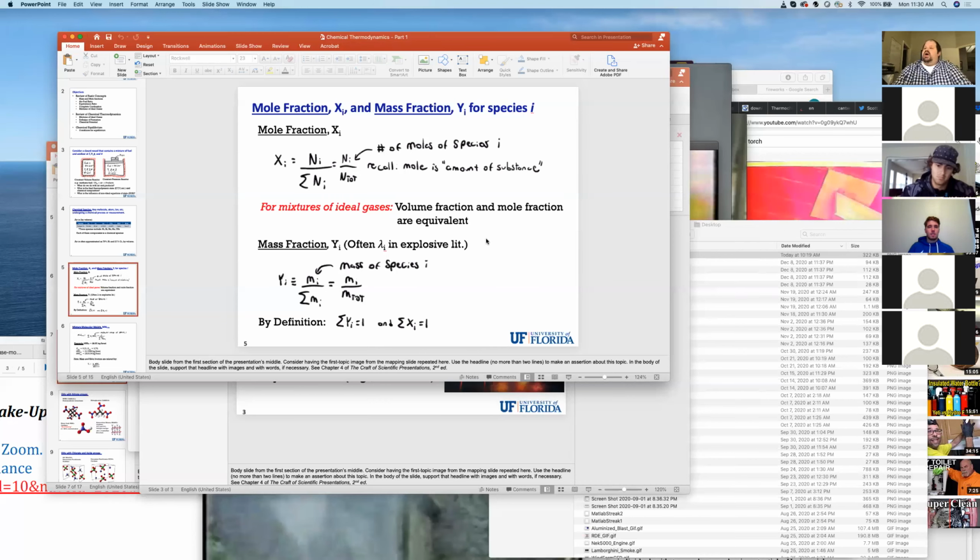Similarly, there's something called mass fraction, which is Y sub i. In the explosives literature, you actually see that as lambda, but I'm going to use traditional combustion nomenclature and call that Y. The mass fraction is just the mass of species i divided by the total mass of the mixture. We will be discussing the relationship between mole fraction and mass fraction on Wednesday, and also note that, by definition, the mass fractions and mole fractions must each sum to unity.